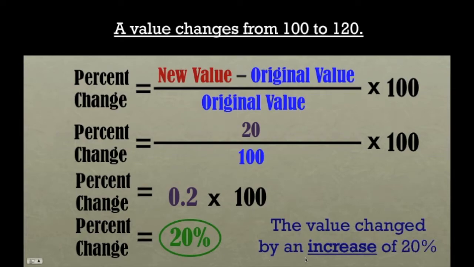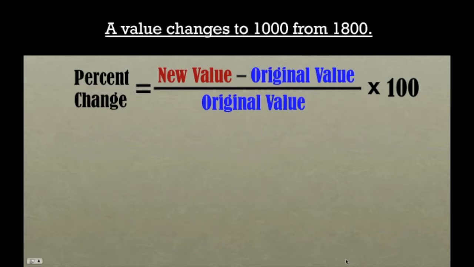Well, how do we know it was an increase? First of all, our percent is positive. That tells us that it went up. The second thing is just think about it by common sense. We went from 100 to 120. So if we started at 100 and we ended at 120, our value went up. Therefore, it's an increase.